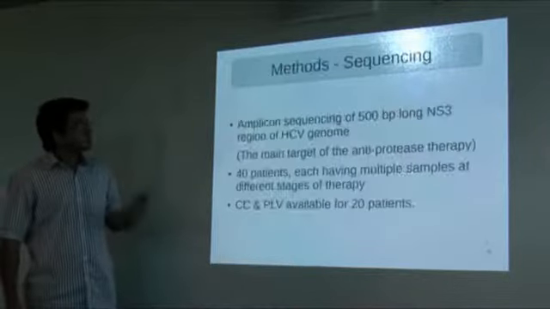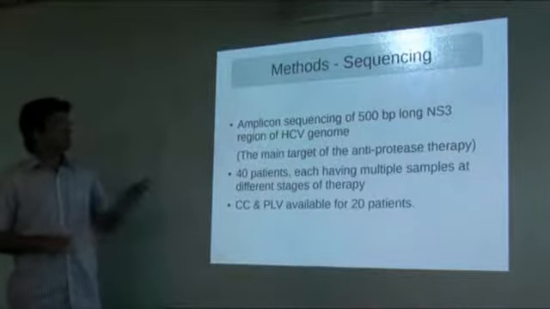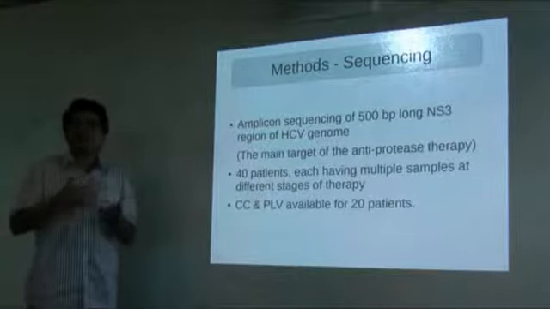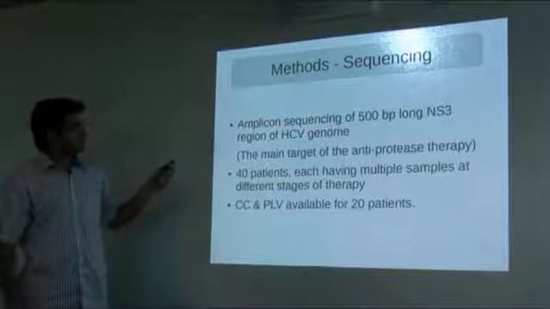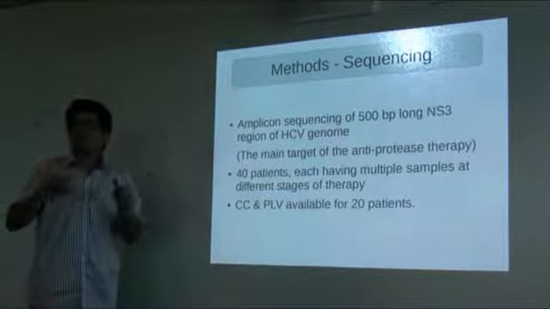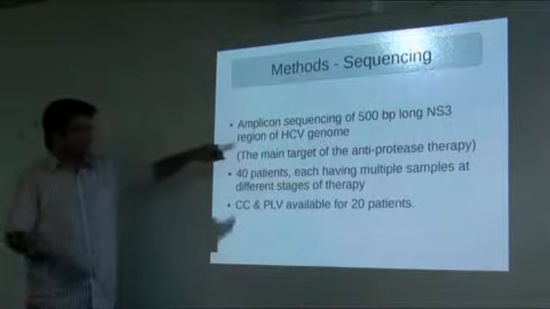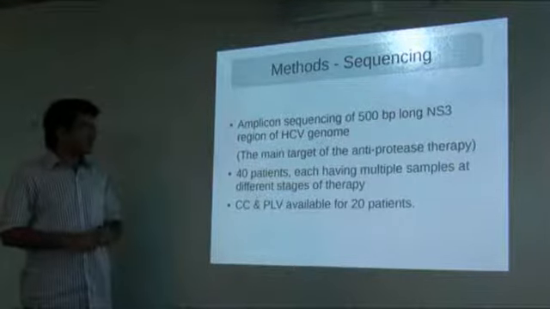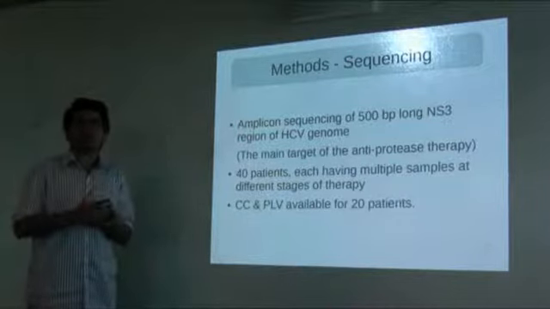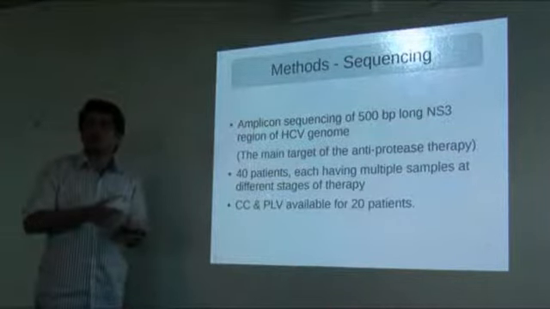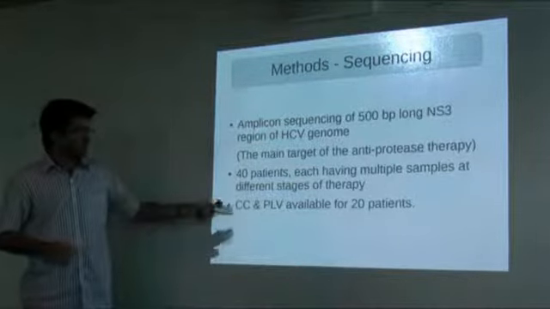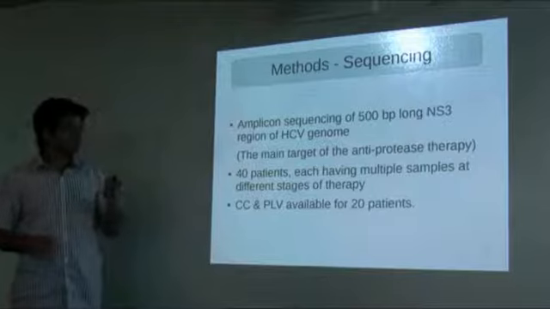So coming on to the methods, the sequencing part was performed in the hospital, and I just used the raw data, but I'll explain a bit about it. It's amplicon sequencing. The whole gene is sequenced at a time. That is the main target of the antiprotease therapy. So we have 40 patients, and each of them has different samples: at the beginning of the treatment, after 4 weeks, after 8 weeks. And for the CC and PLV comparison, there are 20 patients.